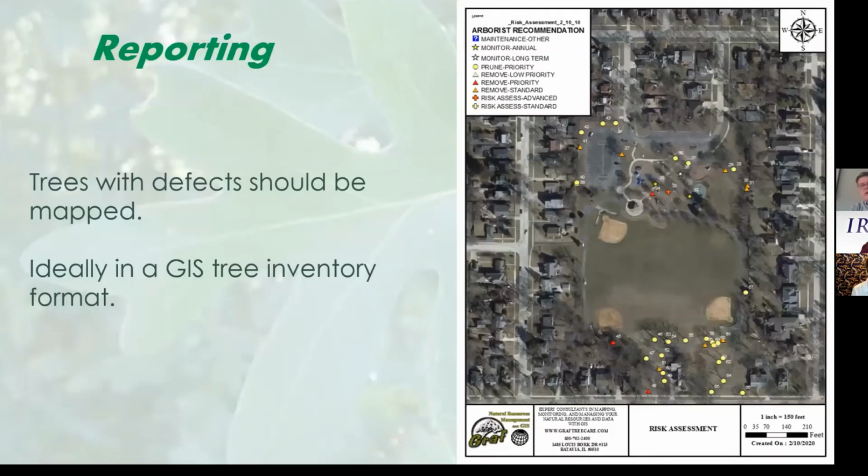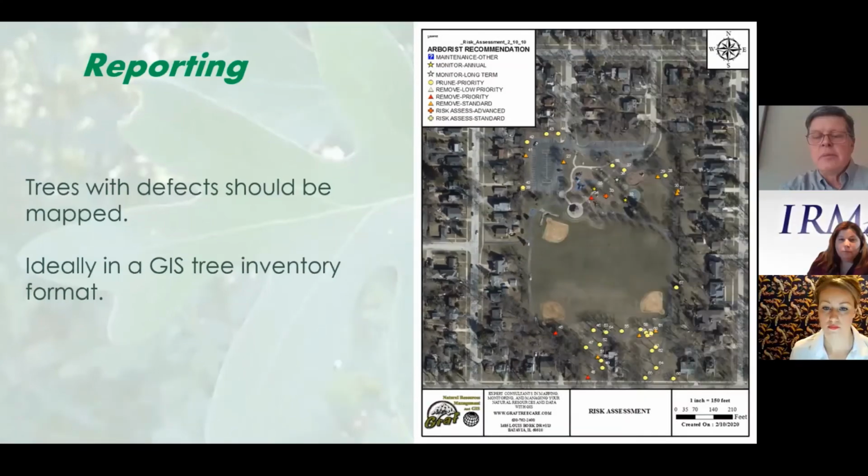Your level 1 report will also have some mapping that should be done. Now, if you're doing it with a GIS-based system, it's really a good way to go, because you'll end up with mapping such as this. This is one I did for a park district for a park. And these are trees that had defects in them. It was a busy park with a lot of big trees. And we were able to recommend prioritized actions that they could take to mitigate risk in this park.